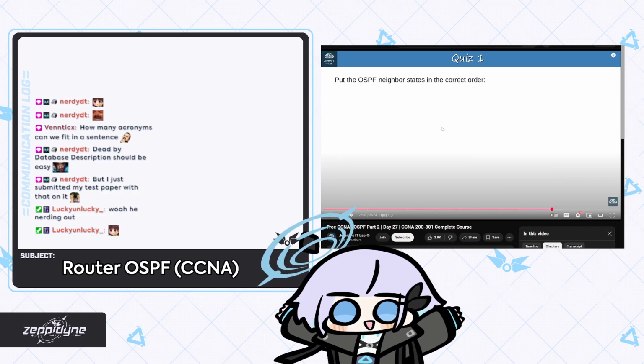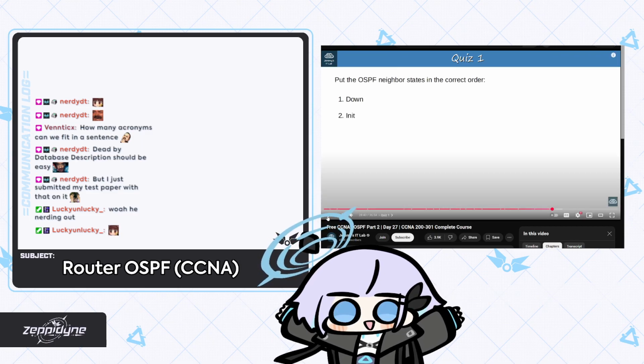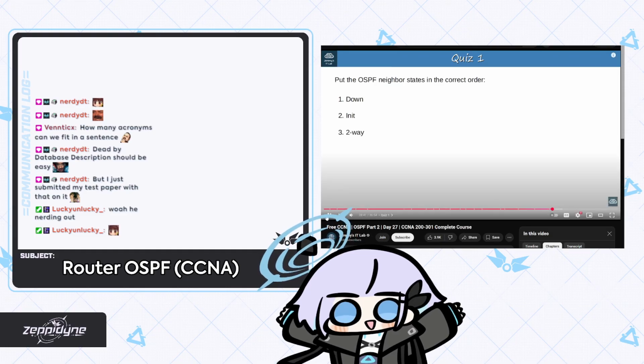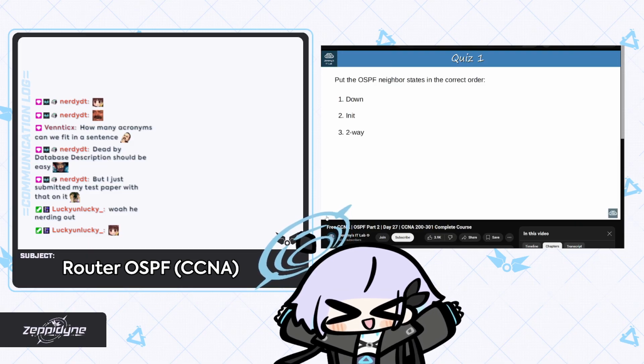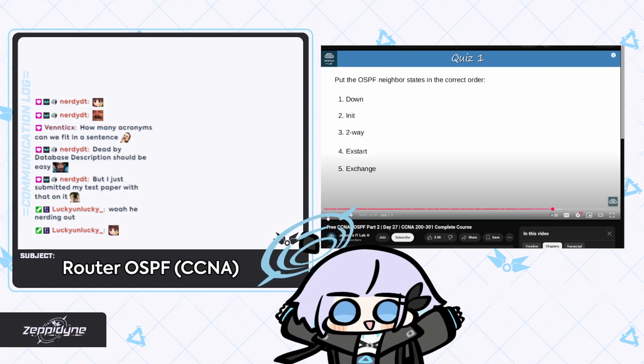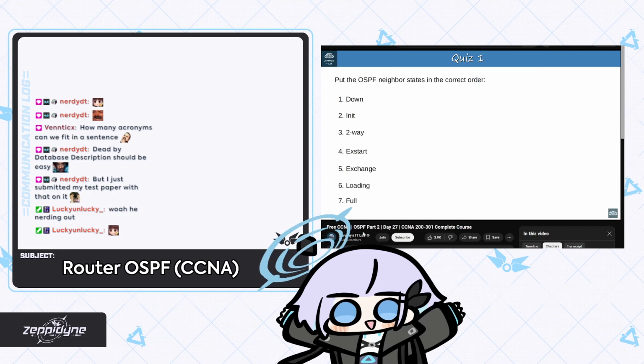Here's the answer. Down, init, two-way, Xstart first, then exchange, and then loading, and then full.